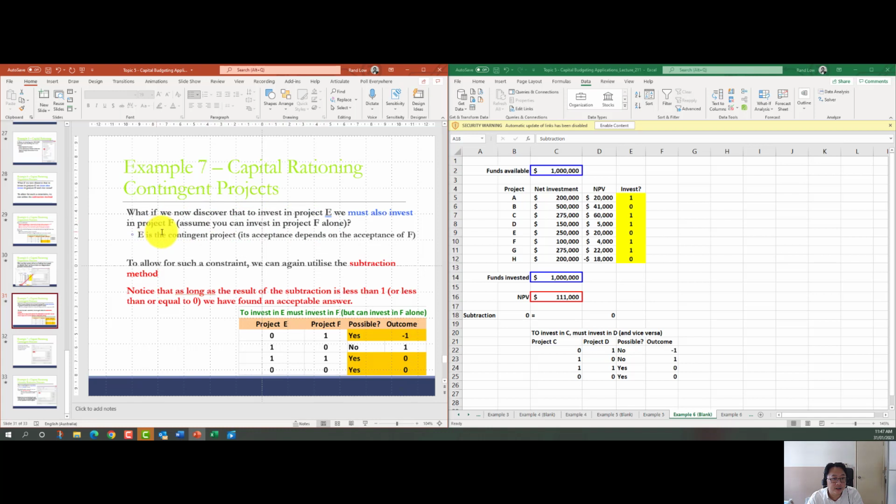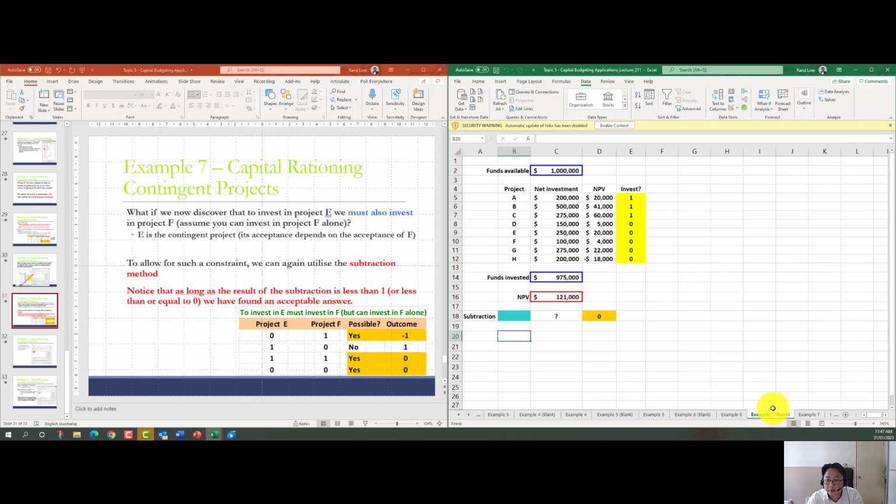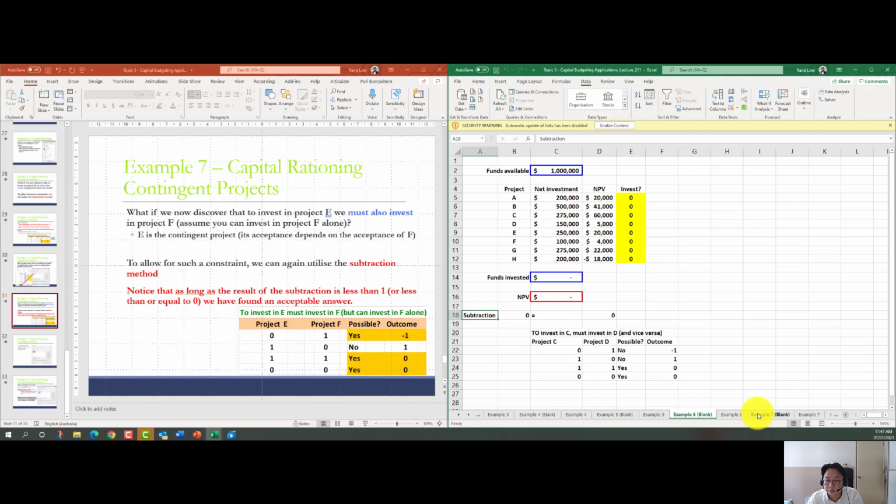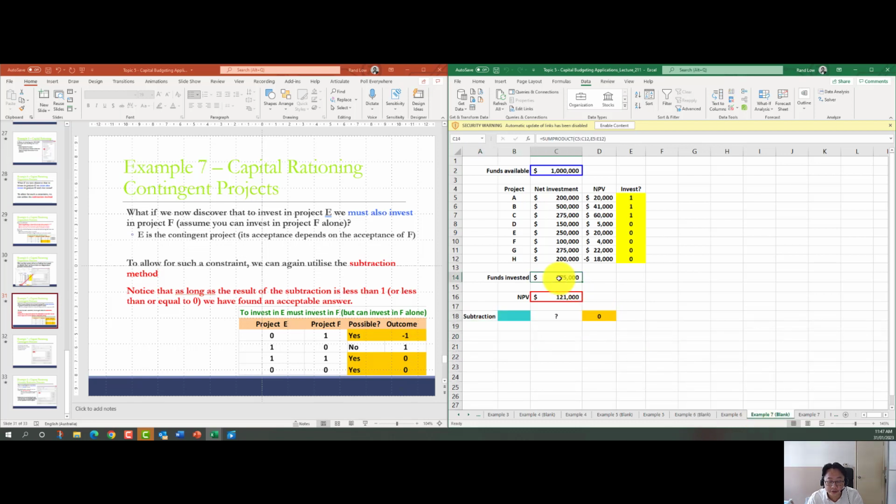So E is contingent, so its acceptance only depends on the acceptance of F, right? So we also use the subtraction method. So what happens is that we create another scenario here, whereby we have the same details as before, whereby this is going to be, let's create some product.